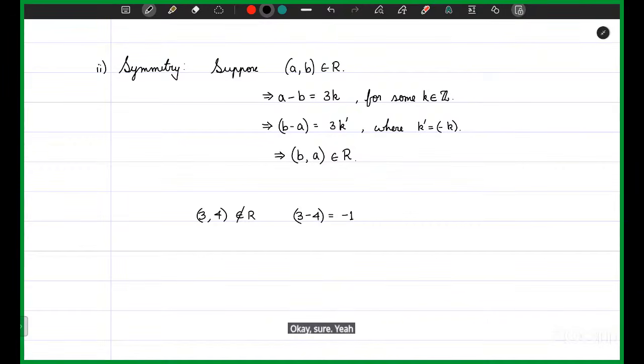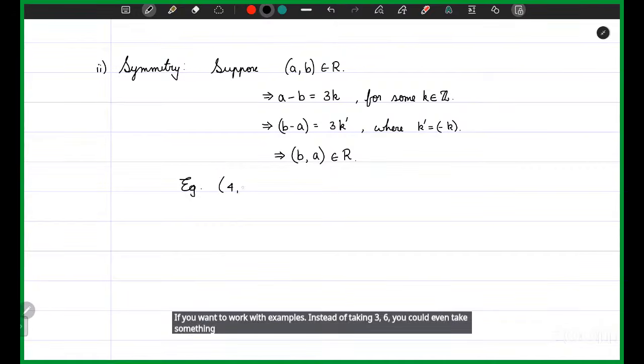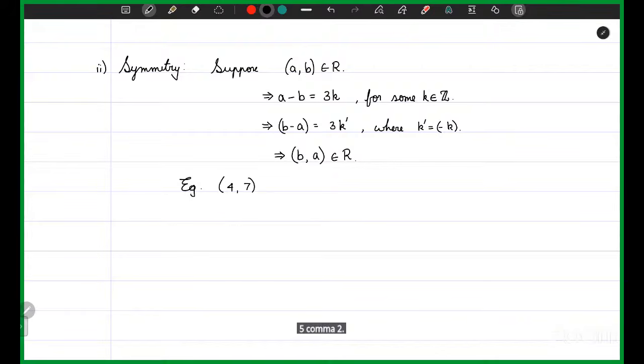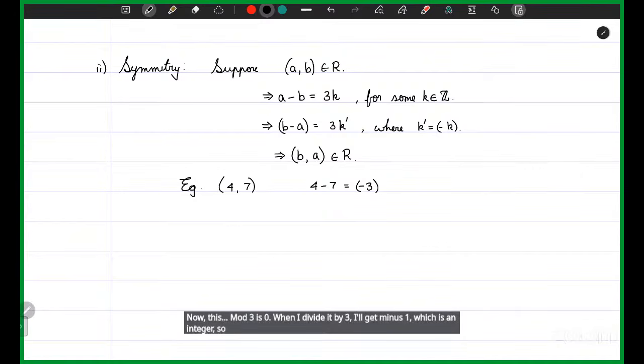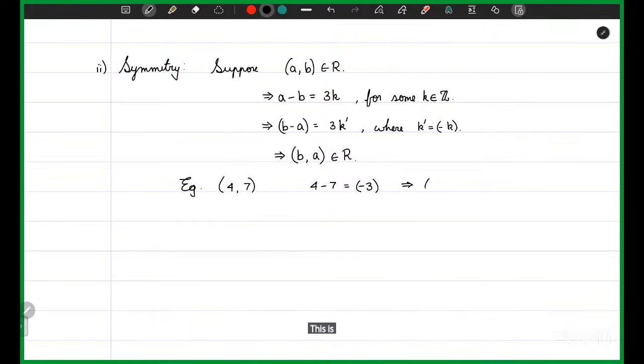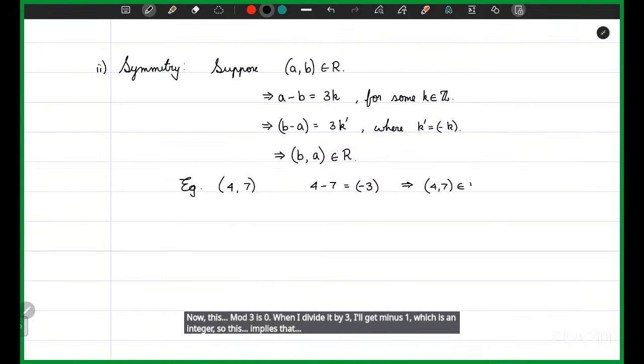If you want to work with examples, instead of taking 3 comma 6, you could even take something like 4 comma 7. So 4 comma 7, does it belong to R? 4 minus 7 is minus 3. Now this mod 3 is 0. When I divide it by 3, I'll get minus 1, which is an integer. So this is in R.